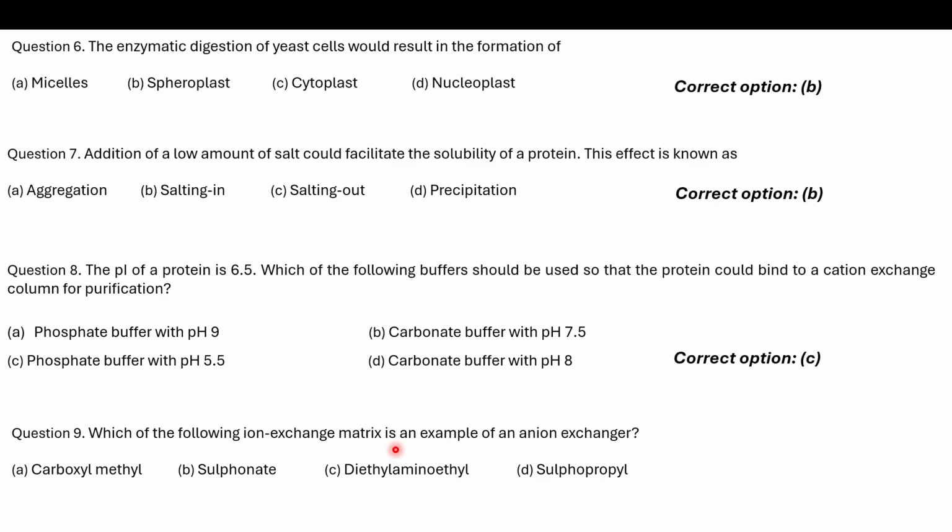Which of the following ion exchange matrix is an example of an anion exchanger? That means if it is anion exchanger, the matrix is positively charged. Okay. So what will be the answer? Yes. It is diethylaminoethyl or DEAE. Okay.